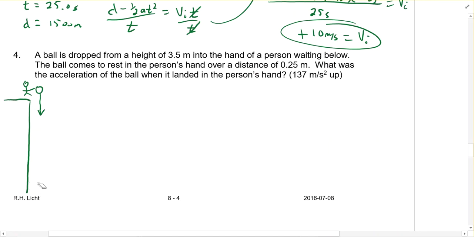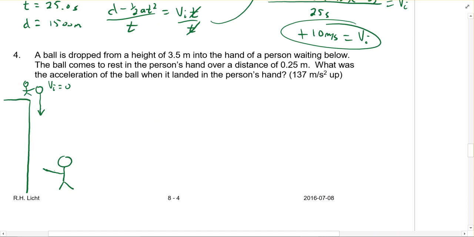Actually, I'm going to draw that a little bit different. Let's draw a person. He's a big person. And his hand's going to come out like that. Okay, so part 1 of this problem, we know that the person up here is going to drop it. So we're going to say VI is equal to 0.